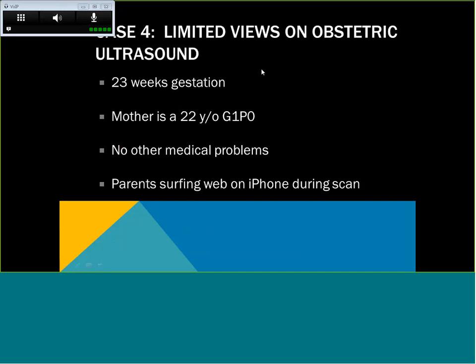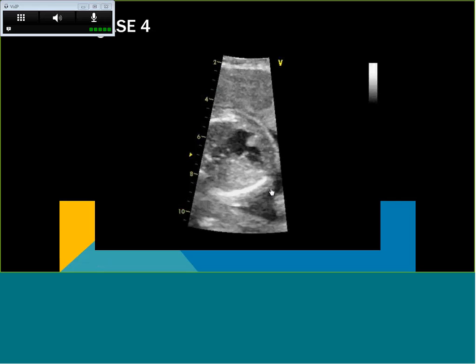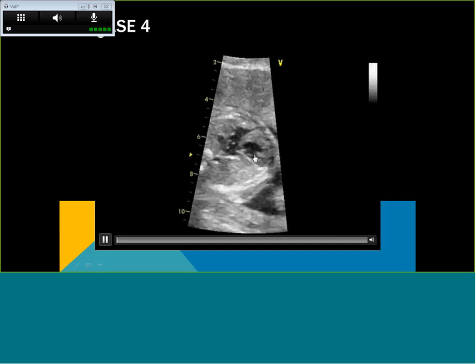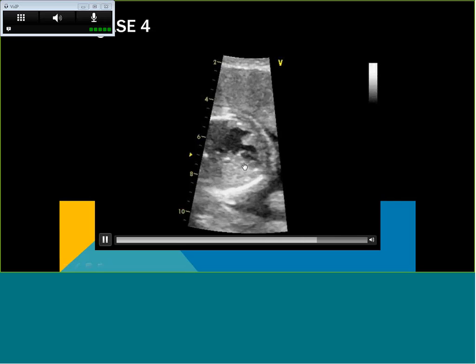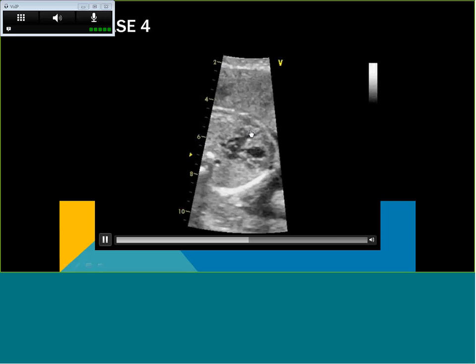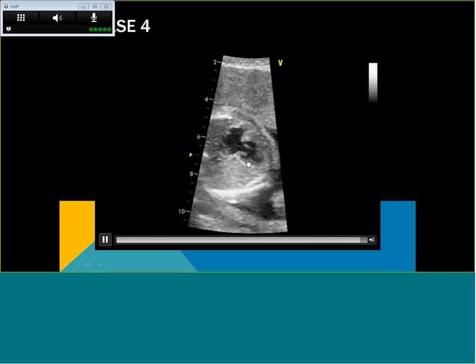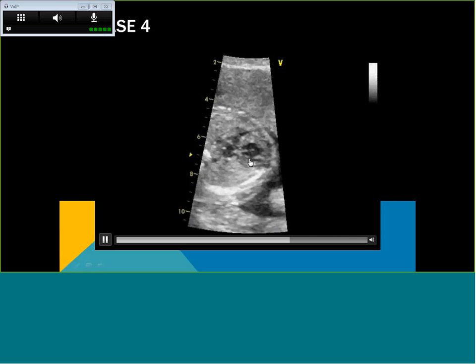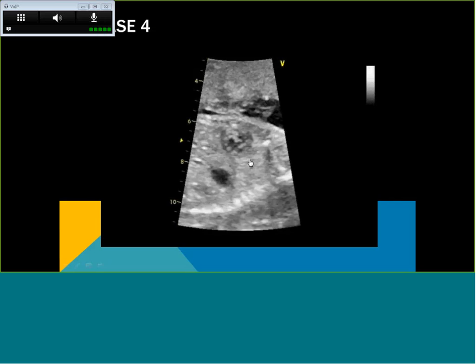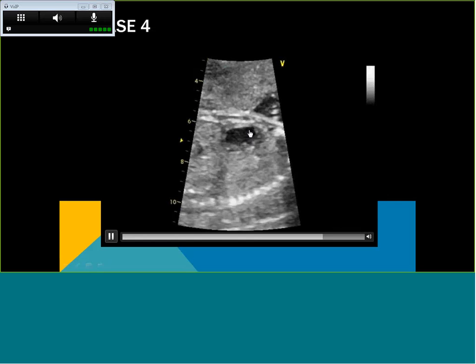So case 4 was limited views on obstetric ultrasound, which sometimes is a little bit concerning to us. So this was a 23 weeks gestation, parents not anxious at all. And here, unlike our other cases, there really is no identifiable left ventricle. This is a right ventricle. We identify it by the moderator band, septal attachments of the atrioventricular valve, single right ventricle.